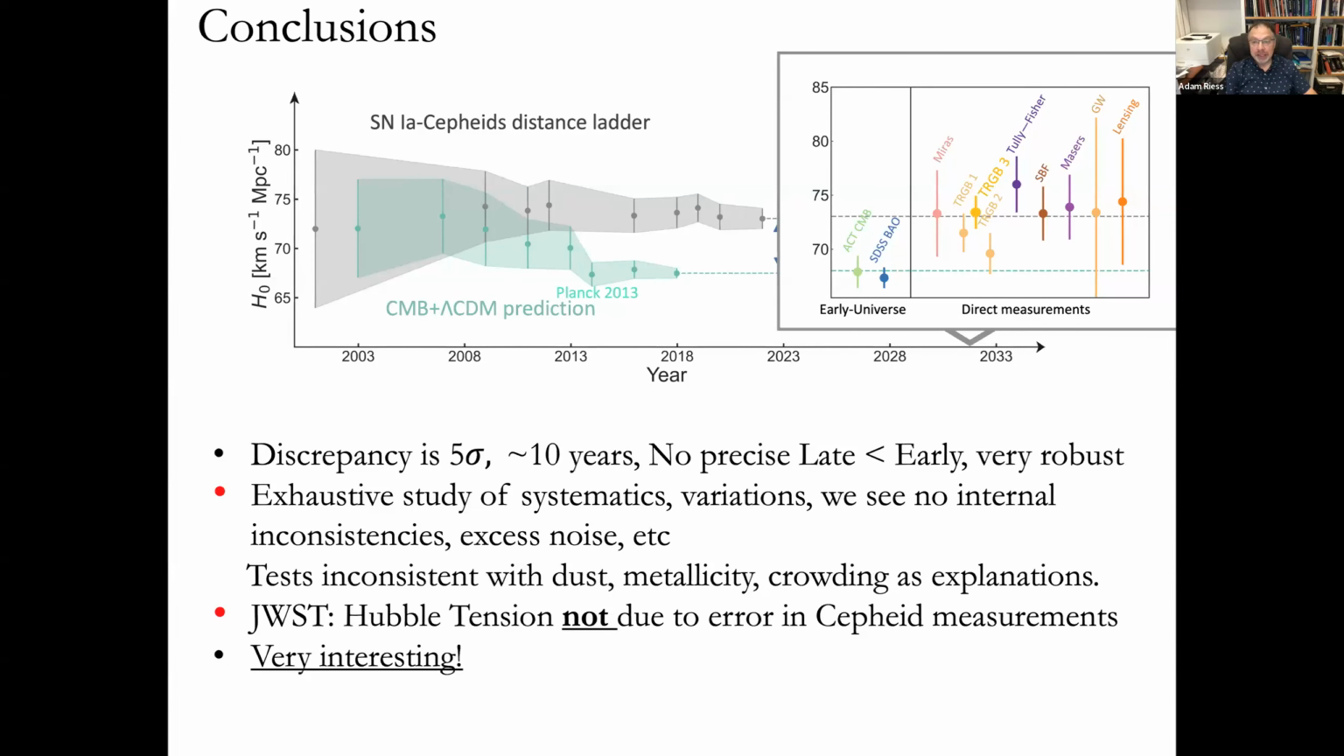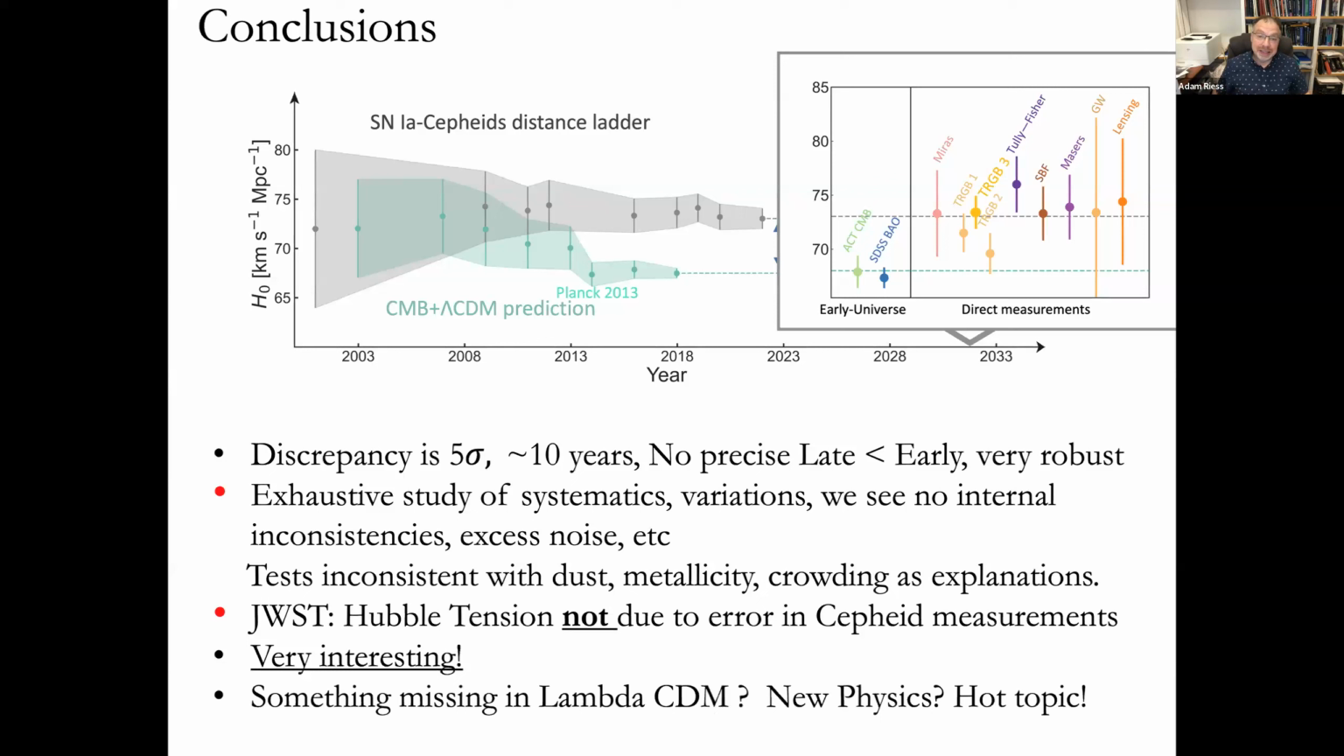So we think this remains a very interesting puzzle. Is something missing in lambda CDM? Is there new physics? This is a very hot topic, as you know, and our talk is not about the theoretical implications of it, but just the data.